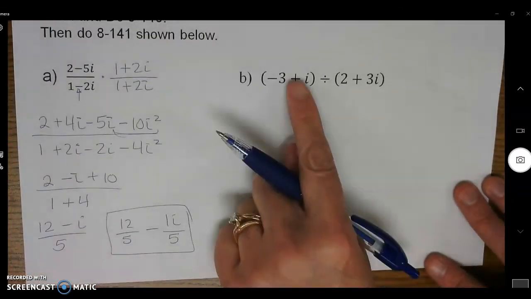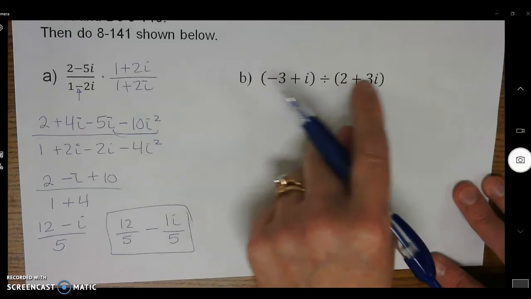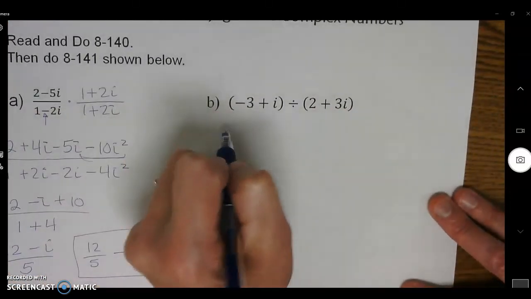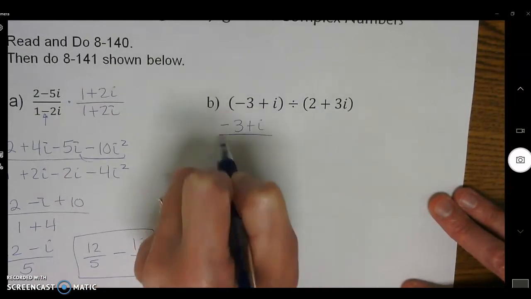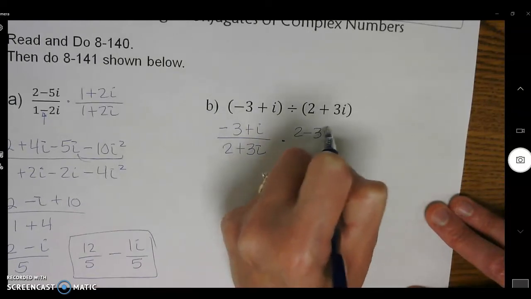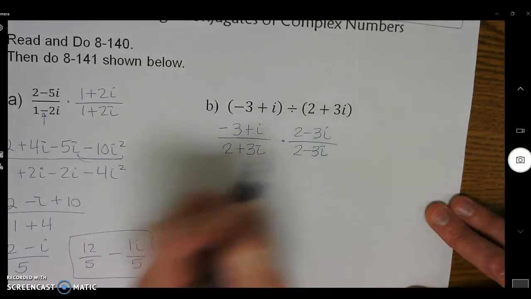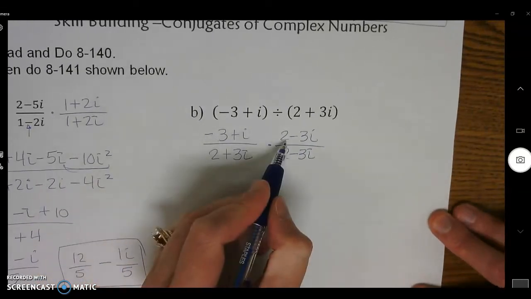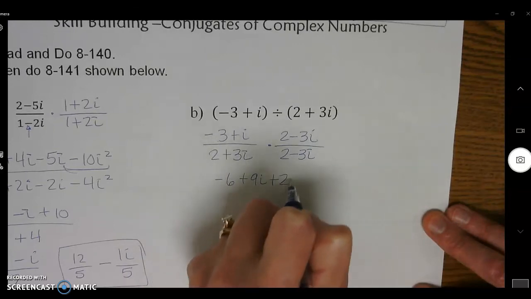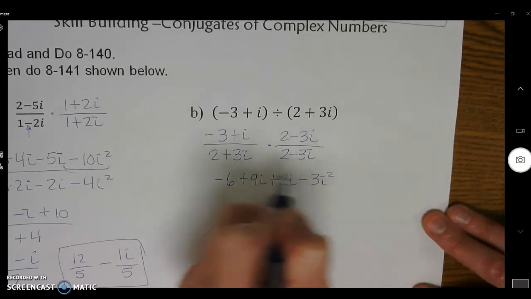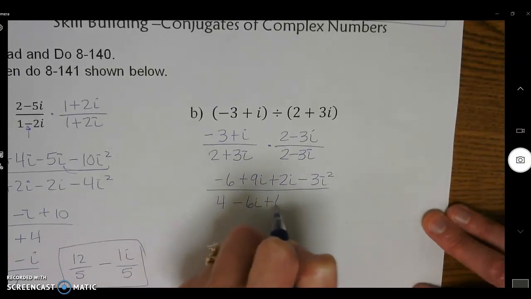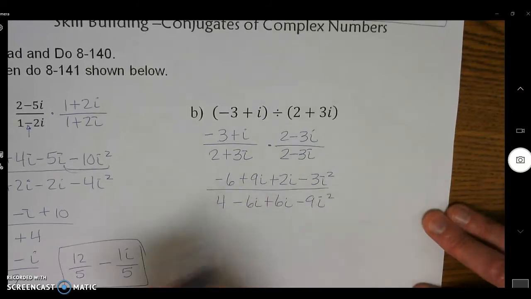Okay, last one. This one here, they just wrote the division going across. We can go ahead and rewrite this to look like letter A. First one is on top. And again, go ahead and multiply by the conjugate. And negative 3 times 2 is negative 6, plus 9i, plus 2i, minus 3i squared, all over 4 minus 6i plus 6i minus 9i squared.